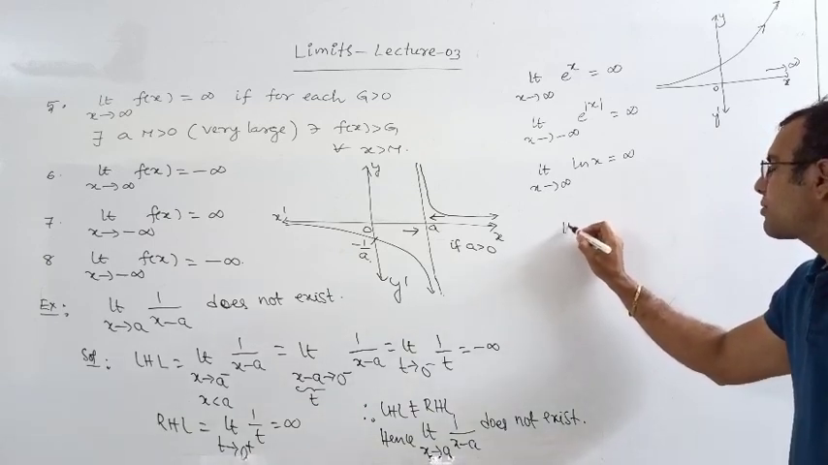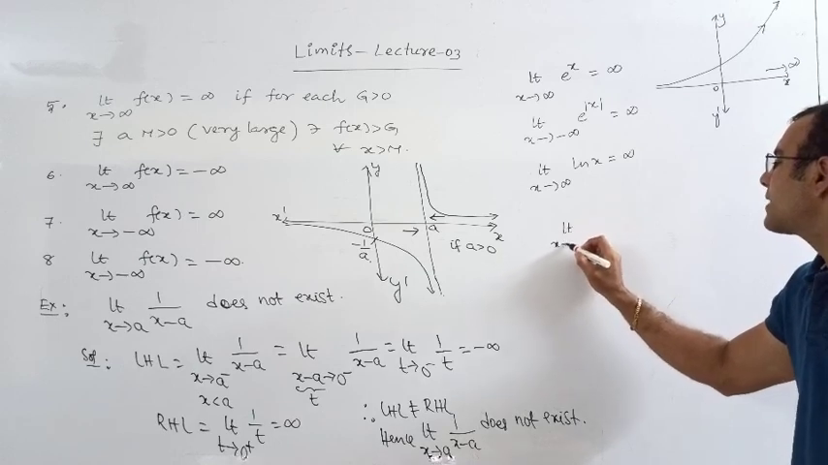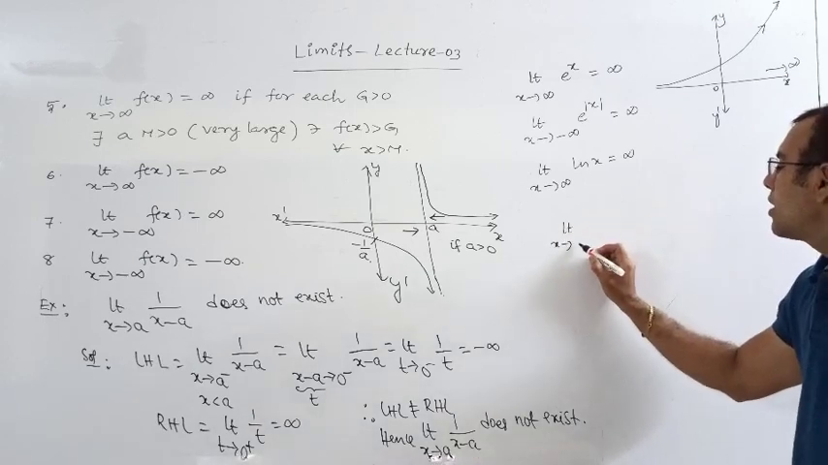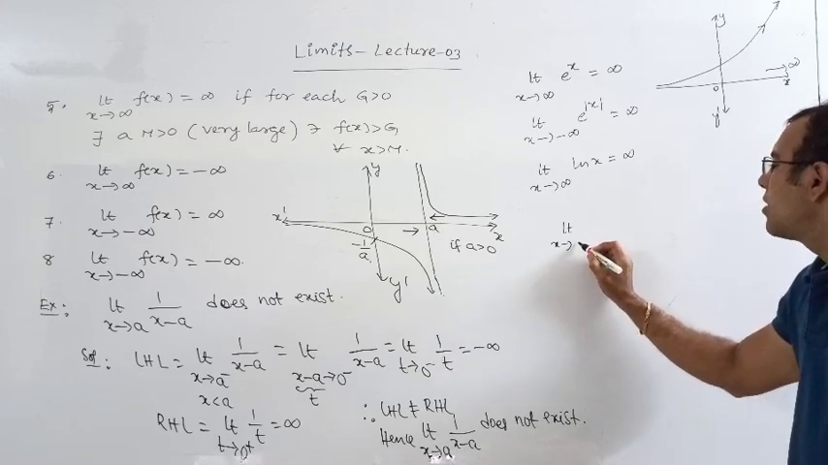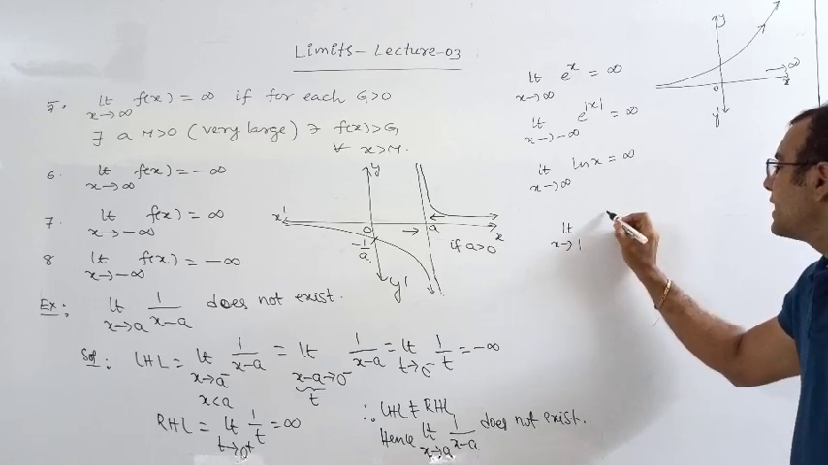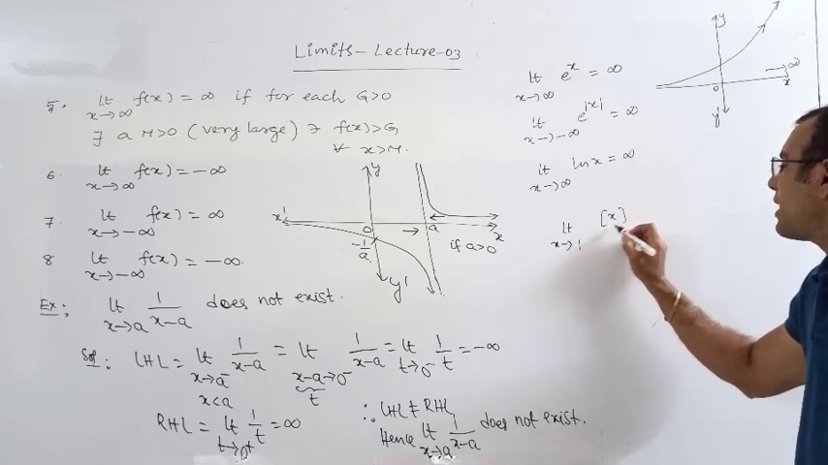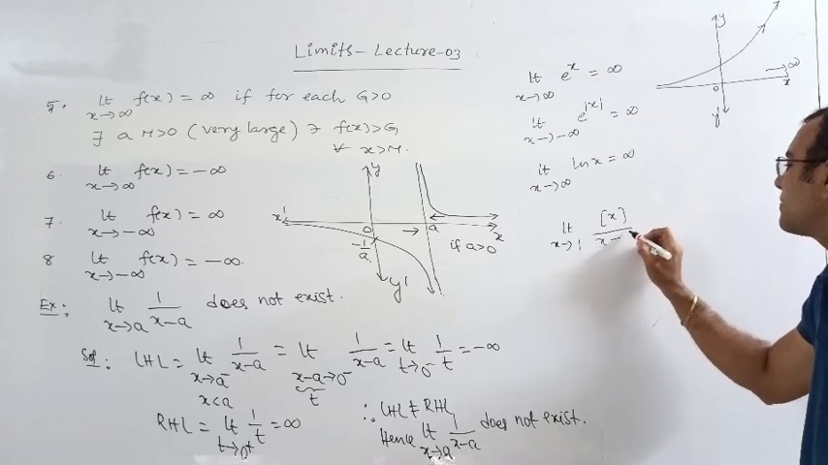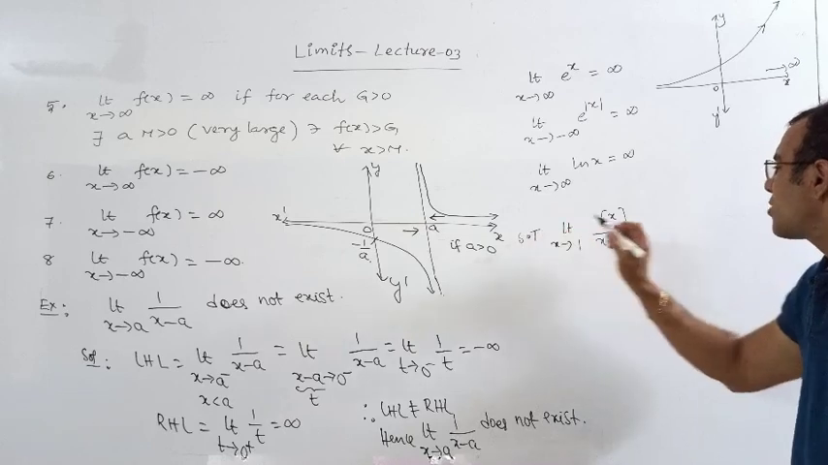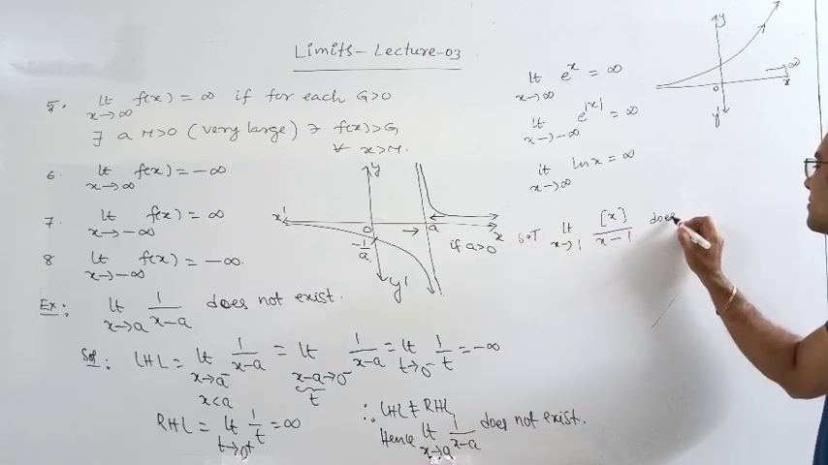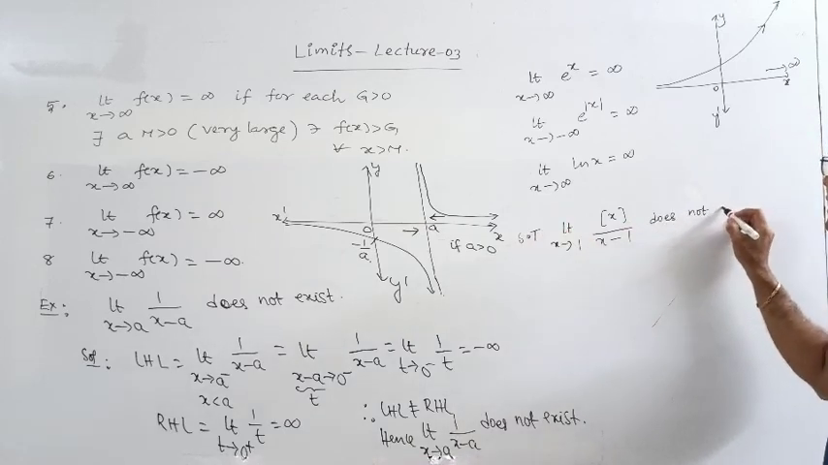So you try to calculate limit x tends to 1, integral part of x by x minus 1, so that this does not exist. Does not exist.